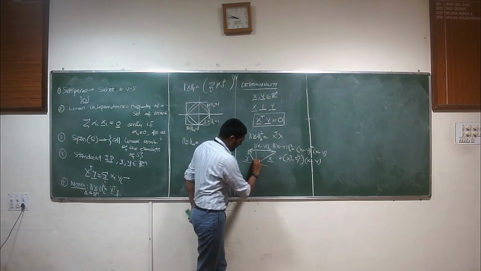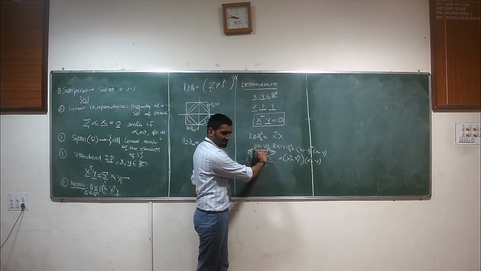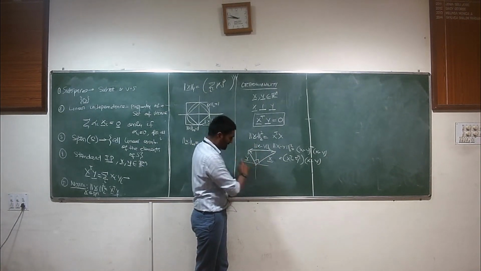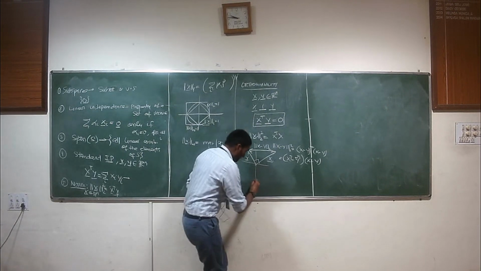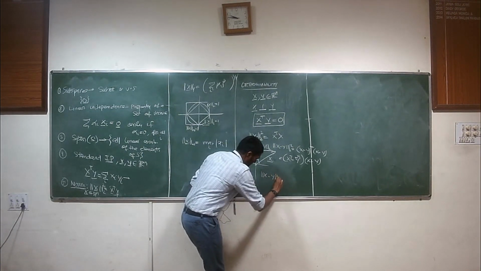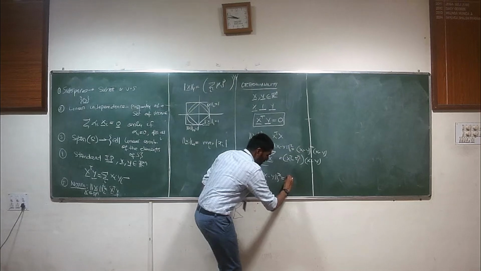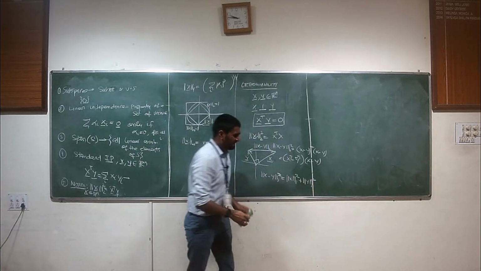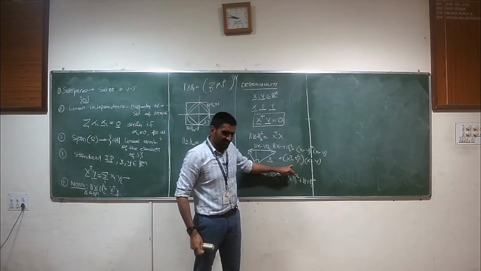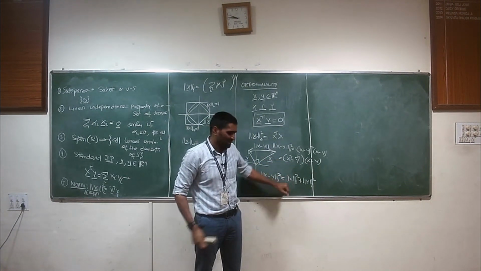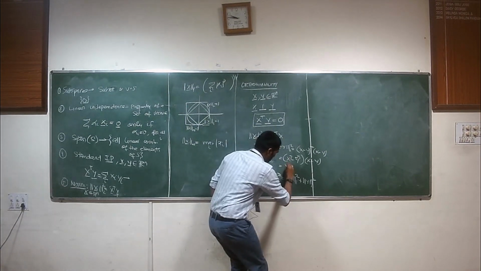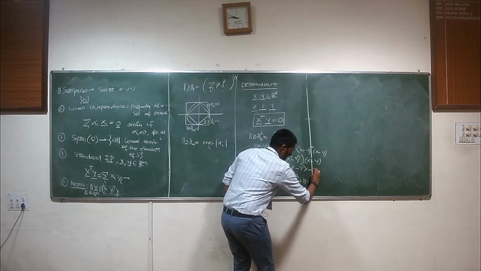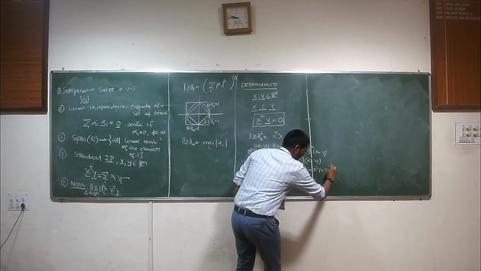If this is perpendicular, then we know the square of the 2 norm of this vector will be the sum of the squares of the 2 norms of this vector and this vector. That's from the Pythagoras theorem. That means x minus y square should be equal to x square plus y square. If you expand this out, this will be x transpose x minus y transpose x minus x transpose y plus y transpose y.